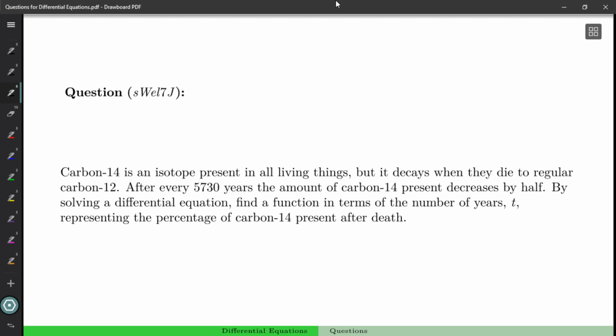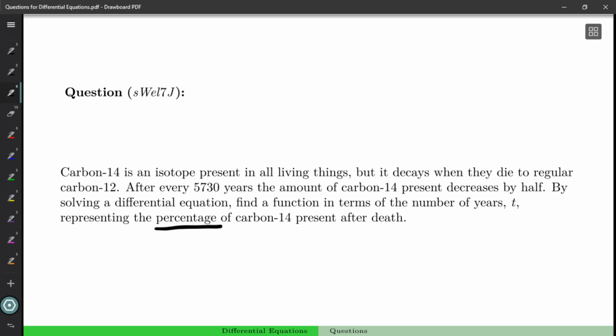Carbon-14 is an isotope present in all living things, but it decays when they die to regular old carbon-12. After every 5,730 years, the amount of carbon-14 present decreases by half. Okay, so we lose 50% of the carbon-14 we have after that amount of time. By solving a differential equation, find a function in terms of the number of years t representing the percentage of carbon-14 present after death. Okay, so our function is going to express percentage.